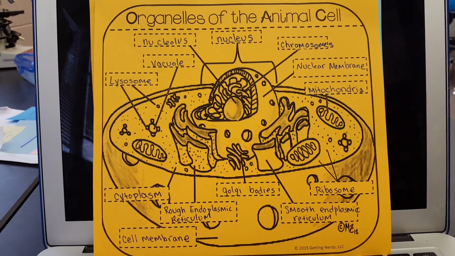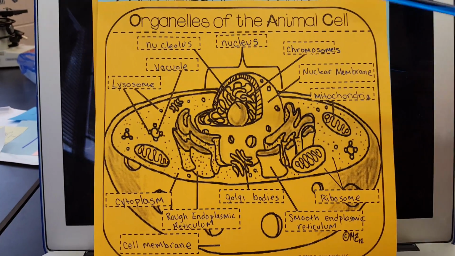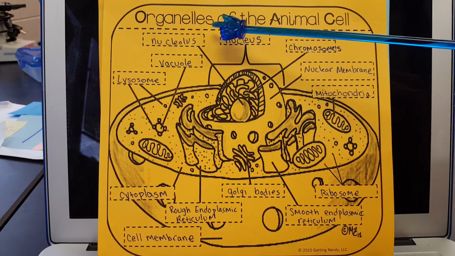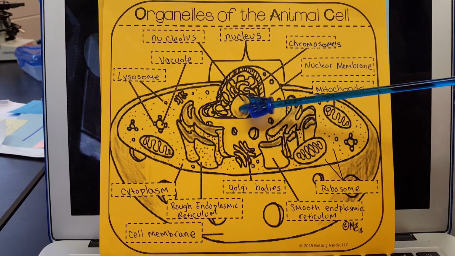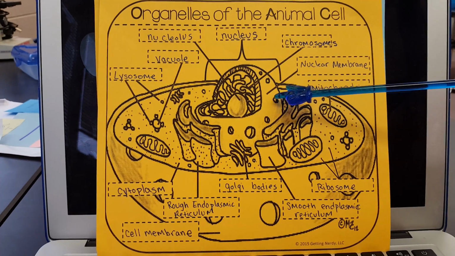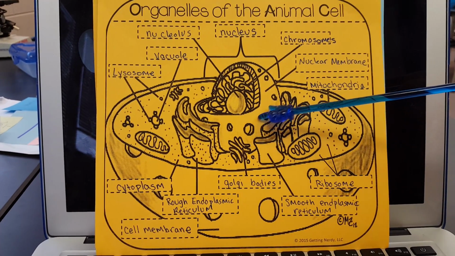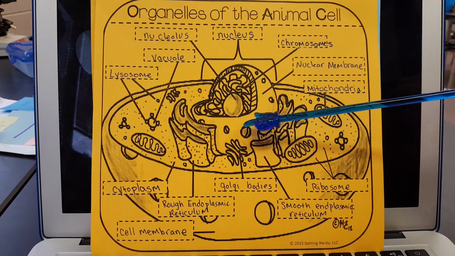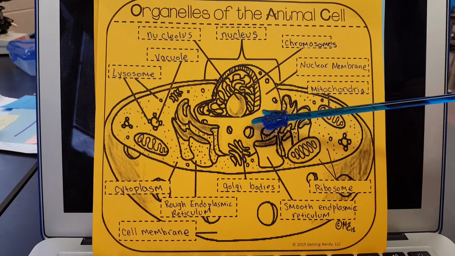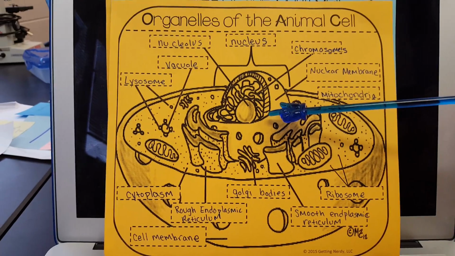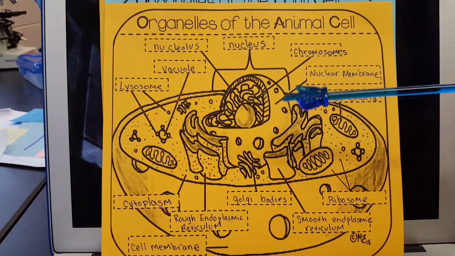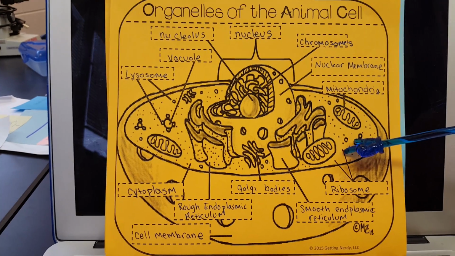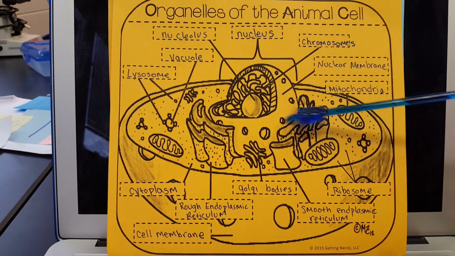A couple things I wanted to point out to you here. So this large area is the nucleus. The nucleolus is inside of it, and then that nuclear membrane is on the outside of it. This is a very thin layer, and hopefully you know from the functions that the nuclear membrane allows things in and out.